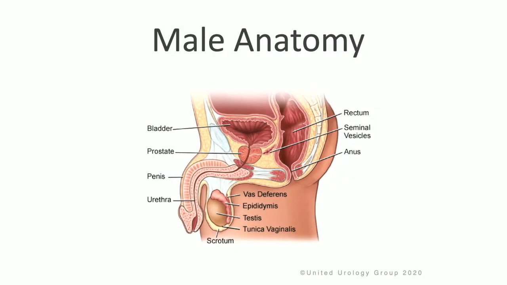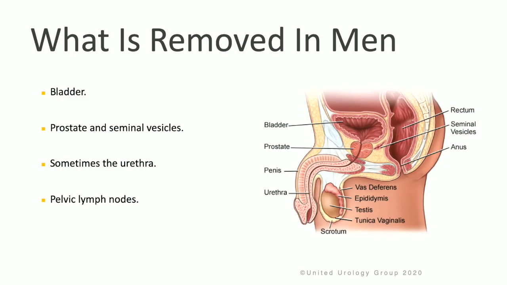The male anatomy is comprised of the bladder, the prostate, the penis, the urethra, the testicle, the epididymis, the vas deferens, and then behind the bladder, the rectum, the seminal vesicles, and the anus. In a radical cystectomy, the bladder is removed, the prostate and seminal vesicles are removed, and sometimes the urethra and pelvic lymph nodes.